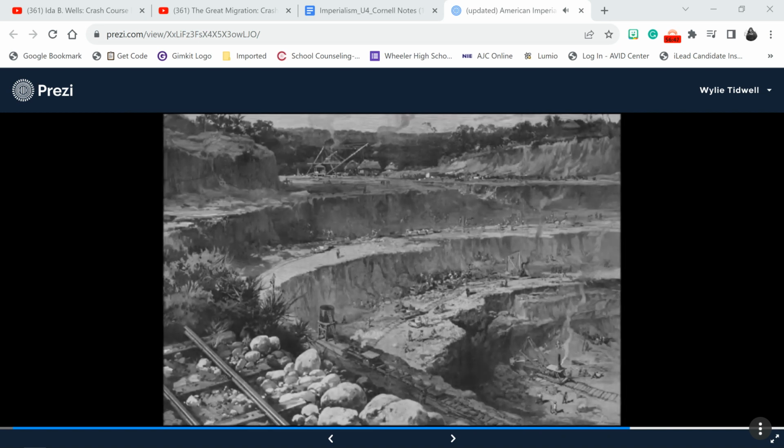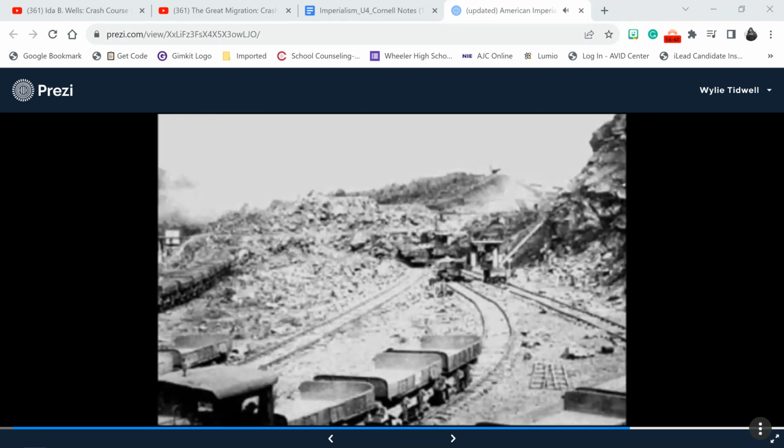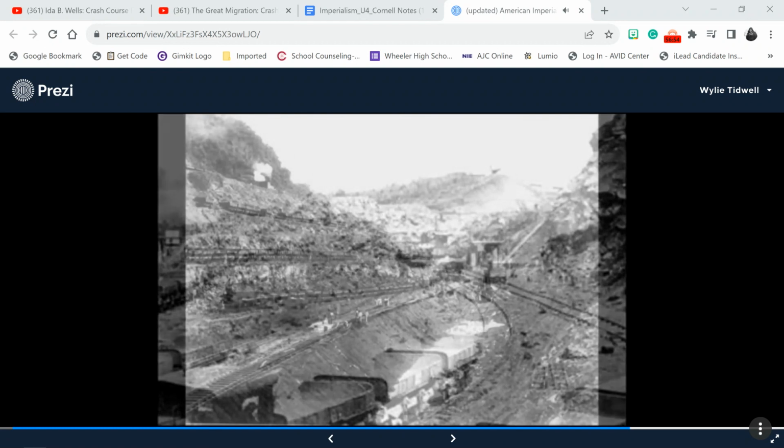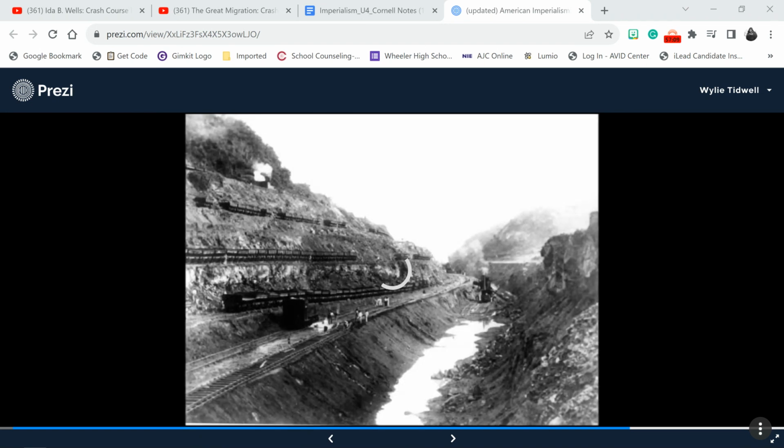In the late 1800s, France had attempted to build a canal in Panama, but their efforts had failed. In 1903, President Roosevelt and Congress purchased the rights to this Panama route for $40 million.